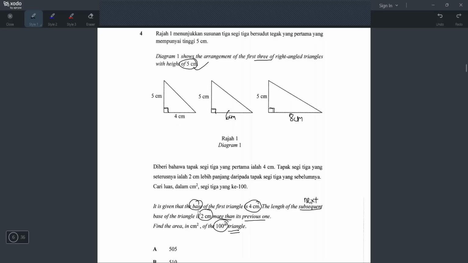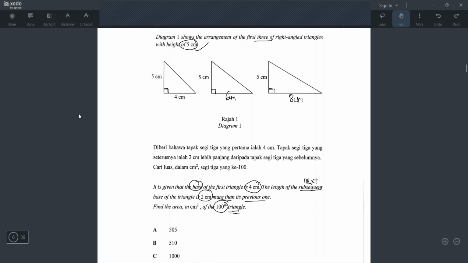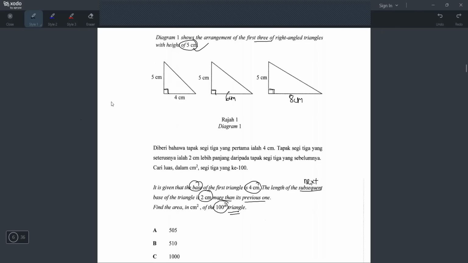Okay, how can I find the area of the 100th triangle? Let's not find the area of the 100th triangle. Let's find the area of the first triangle, right? So how to find the area of the first triangle? It will be 1 over 2 times 5 times 4, okay? But I don't want you to press this in your calculator. I just want you to write down the formula like this, right? Because I want to generalize later. It means I don't want the answer for this, right? Because I want to generalize later.